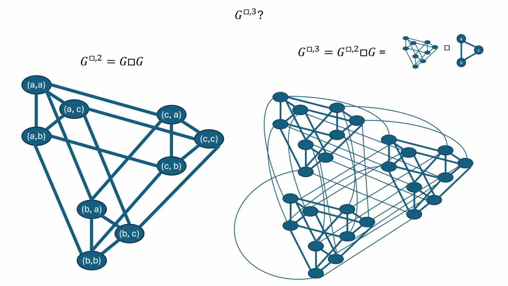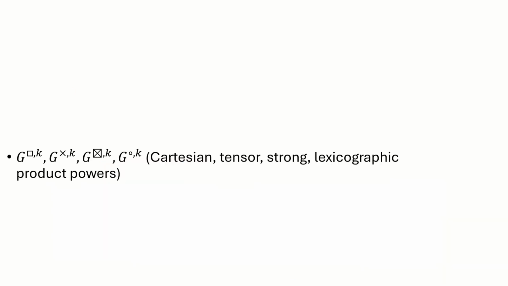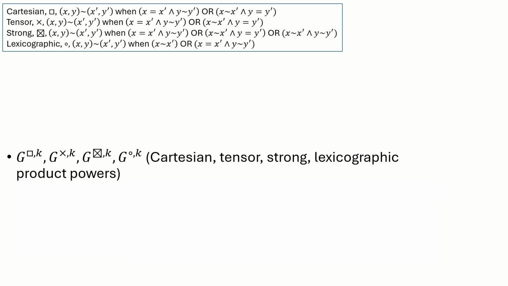Moving on, let's investigate four different product powers more deeply. Specifically, those product powers formed from the most commonly studied graph products: the Cartesian, Tensor, Strong, and Lexicographic products. The adjacency rules for these four products are shown above.